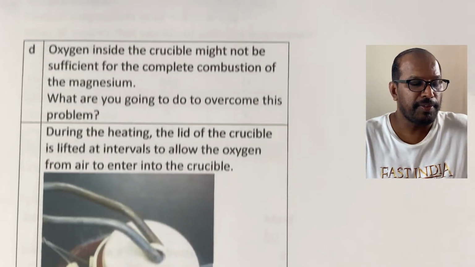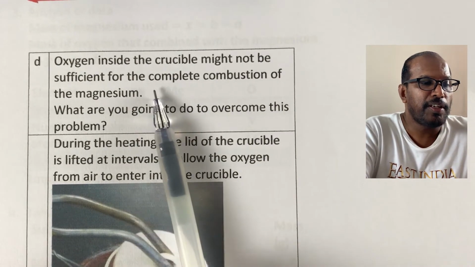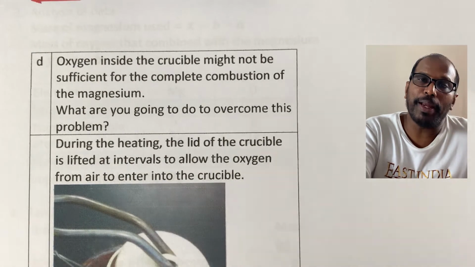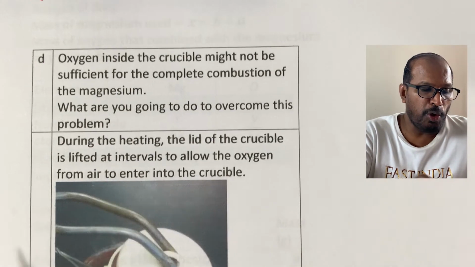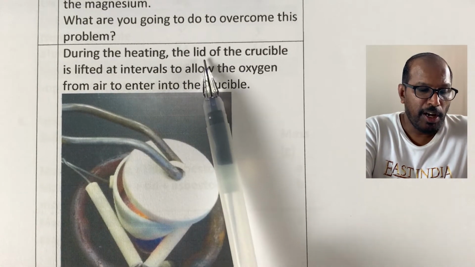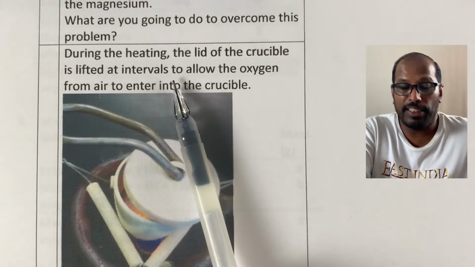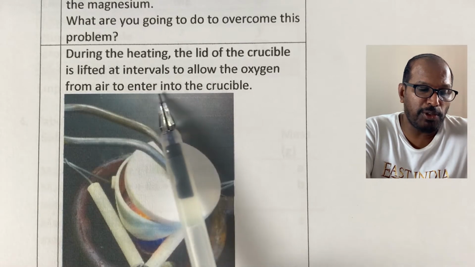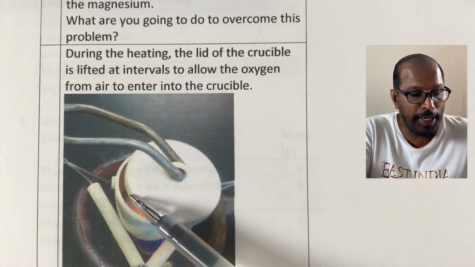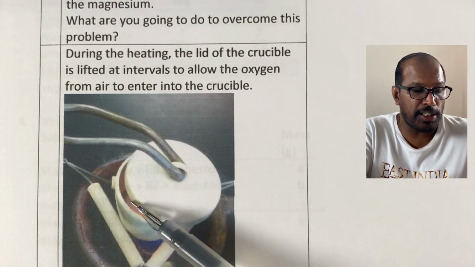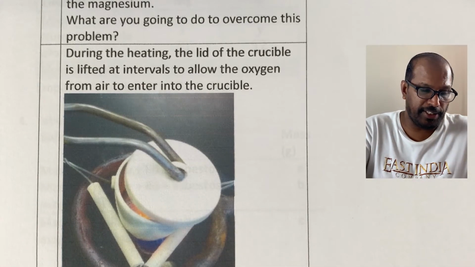Next, the oxygen inside the crucible might not be sufficient for the complete combustion of the magnesium, because you are closing the lid. So what are you going to do to overcome this problem? During the heating, the lid of the crucible is lifted at certain intervals to allow oxygen from the air to enter the crucible. Use tongs, hold the lid and open it slowly, let the air go in to give complete combustion. Okay, next.